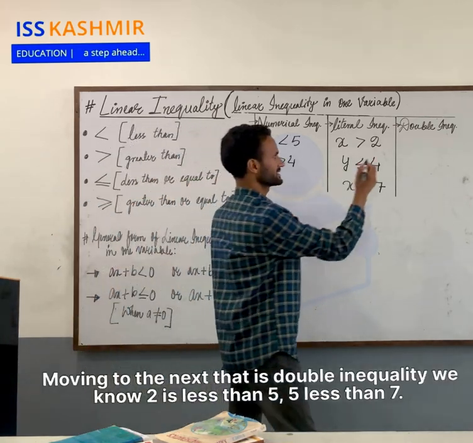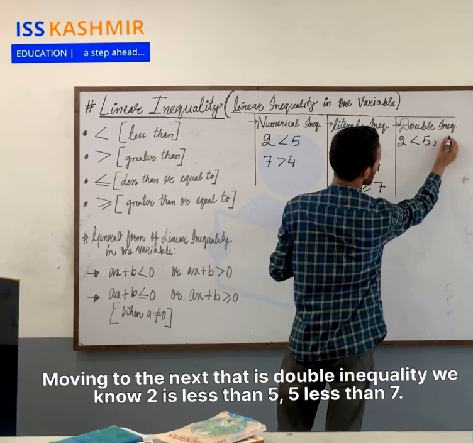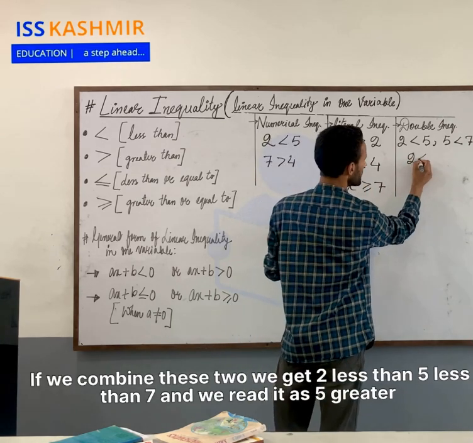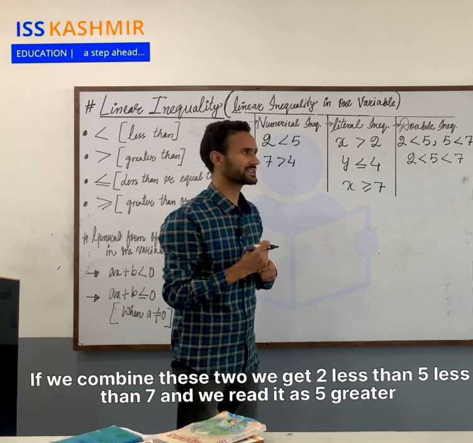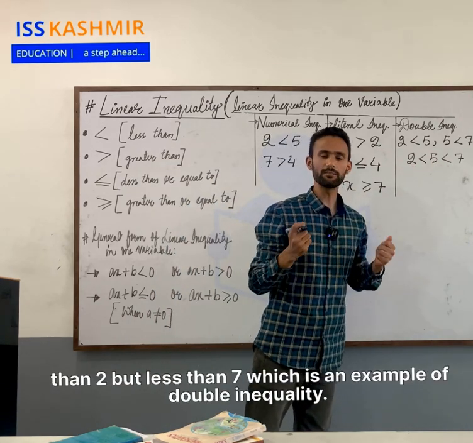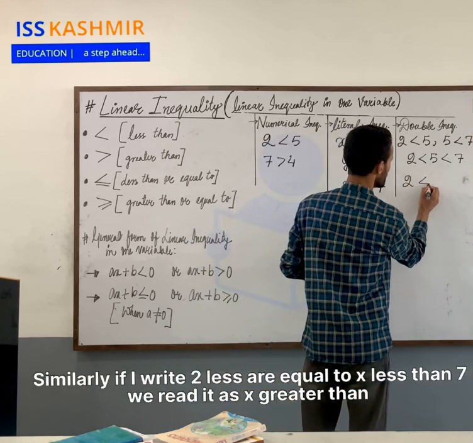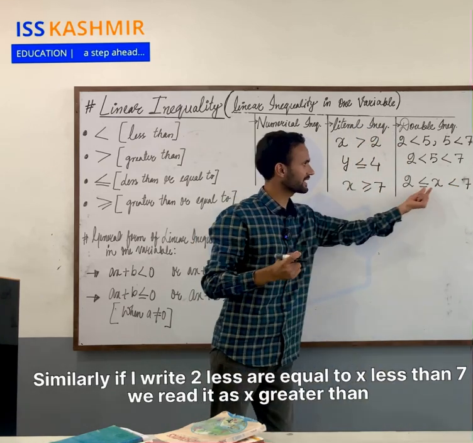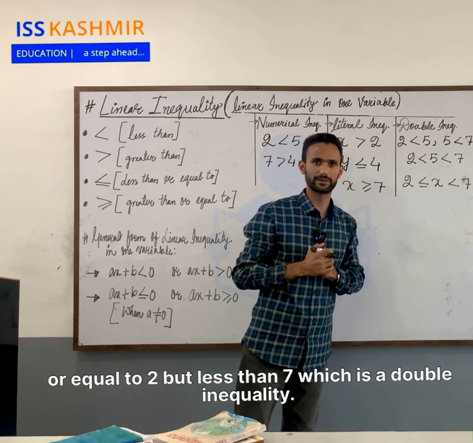Coming to the next, that is double inequality. We know 2 is less than 5, 5 less than 7. If we combine these two, we get 2 less than 5 less than 7, and we read it as 5 greater than 2 but less than 7, which is an example of double inequality. Similarly, if I write 2 less than or equal to x less than 7, we read it as x greater than or equal to 2 but less than 7, which is a double inequality.